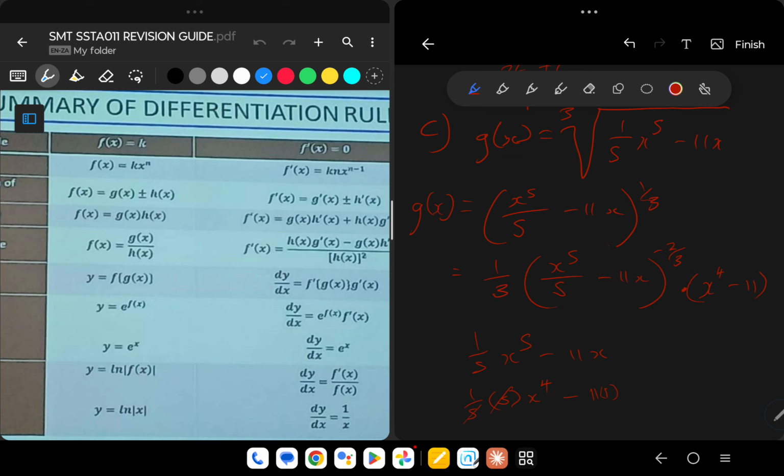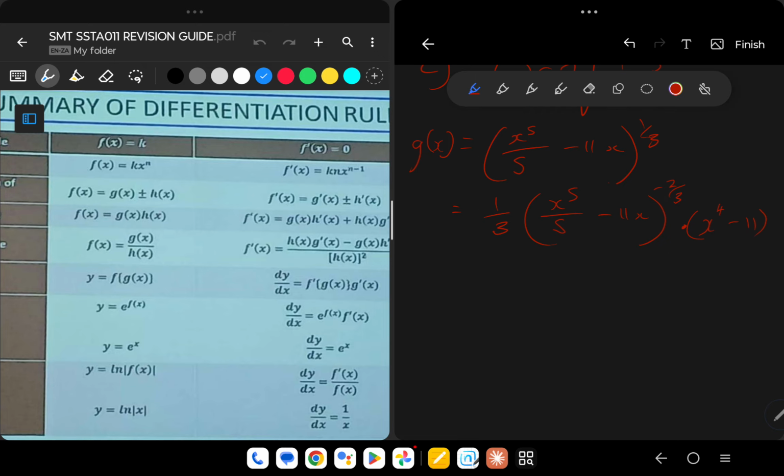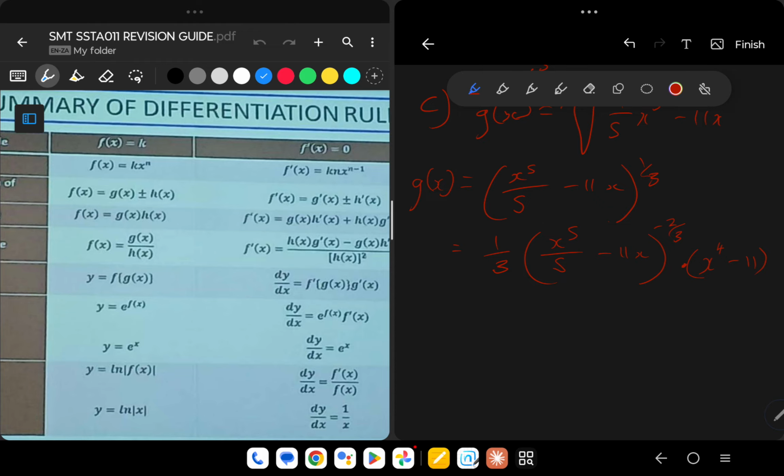So that would be your answer there. Remember, what we wrote here now is g prime at x. It's no longer g at x, but g prime at x. So you must write it in a proper manner. Now we can further write our g prime at x in a proper way without negative exponents.